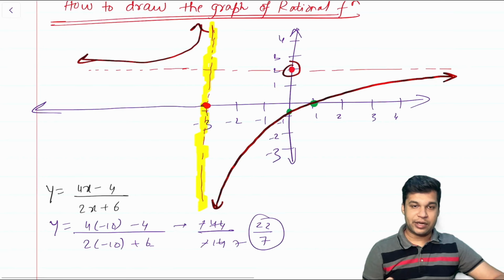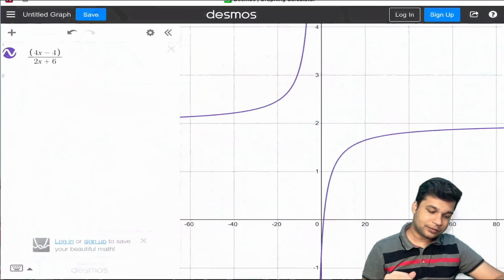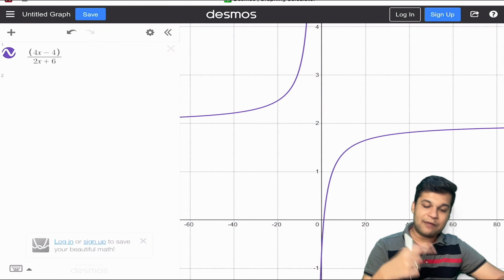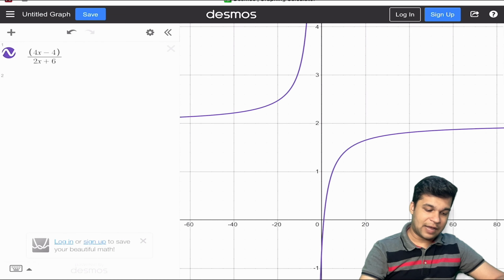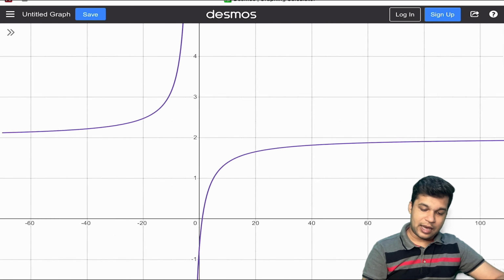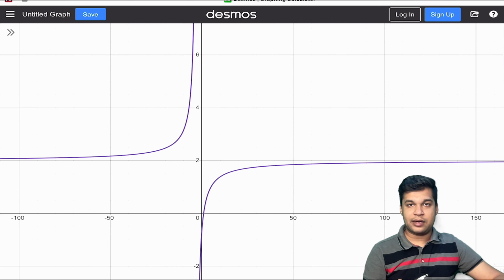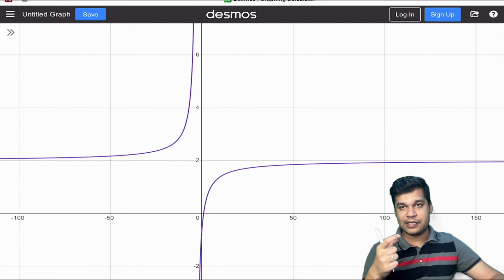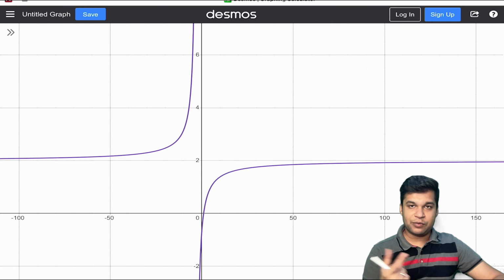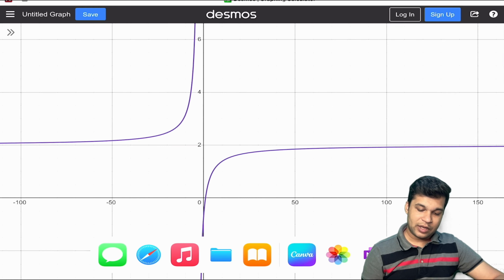If you want, we can check it. Let's check. So yeah, I have already drawn it over here. I've already written the equation. And yes, the graph does look like that, right? It's just that we have not drawn asymptotes over here, but if you draw the asymptote, the graph will look like that. Okay, so very interesting.